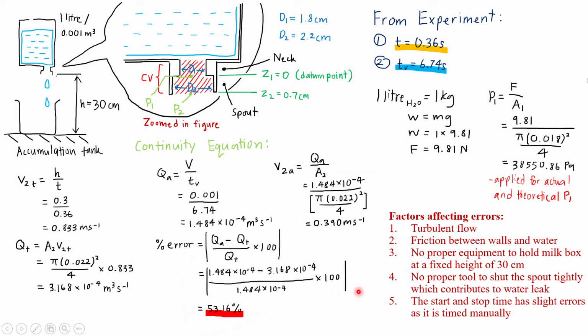So the factors affecting the errors will be turbulent flow, friction between walls and the water, no proper equipment to hold the box at a fixed position at the height of 30 centimeters. Fourthly, there is no proper tool to shut the spout tightly, which contributes to water leakage. Lastly, the start and stop time has slight errors in terms of a few seconds because it is timed manually.